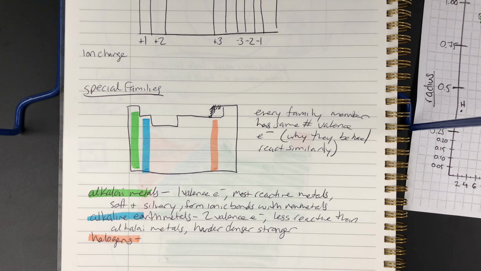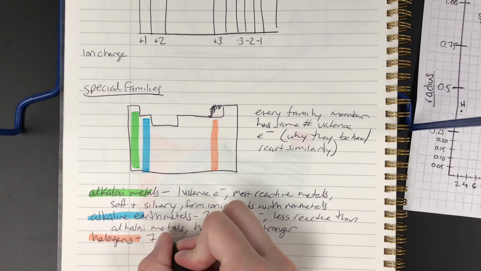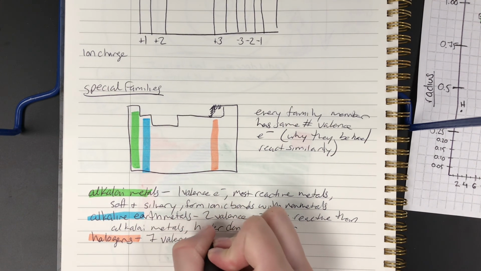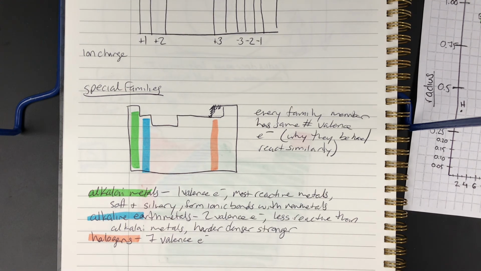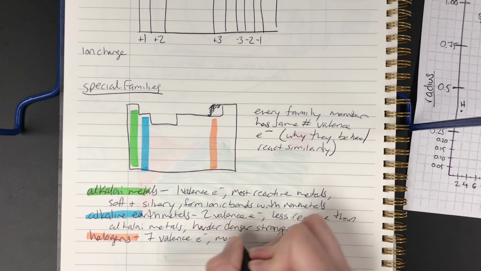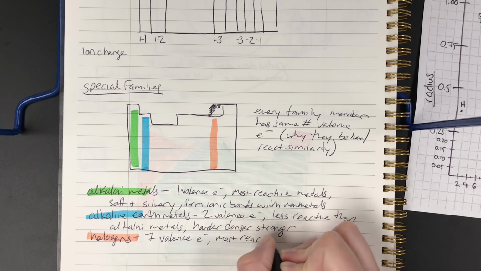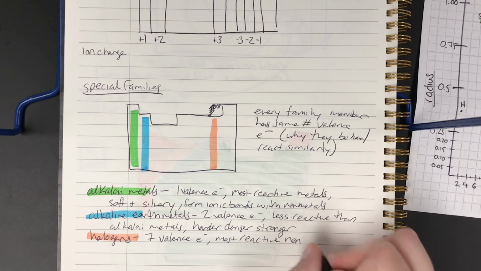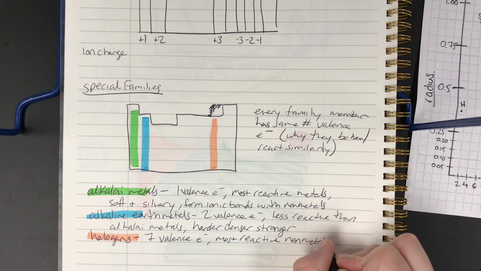How many valence electrons do they have? 7 valence electrons. So they're so close to that octet, they really badly want 1 more, which means they're going to be very reactive. So they're the most reactive of the nonmetals.